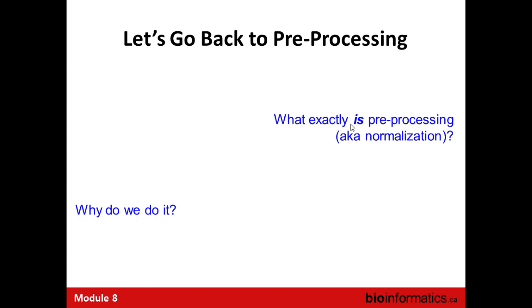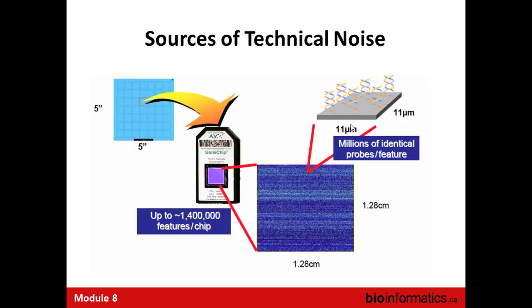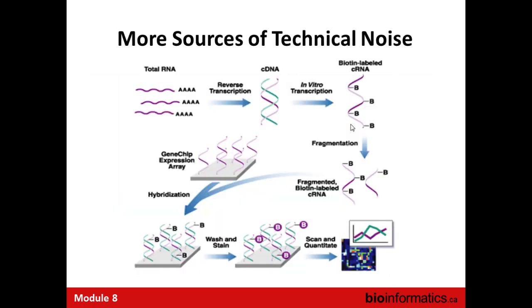So what exactly is it? Well, pre-processing is the removing of sources of technical noise from the experiment. So for example, anything that comes from the initial manufacturer of the chip. Batch effects, spatial effects in manufacturing. Anything that comes from actually processing the samples or hybridizing them to the array.